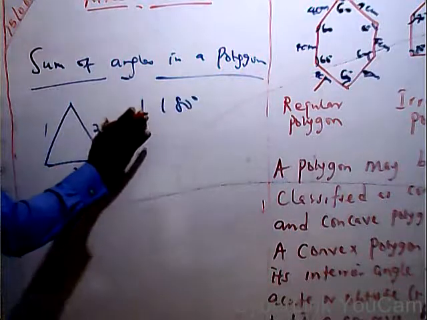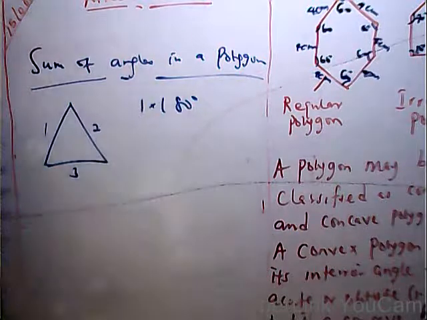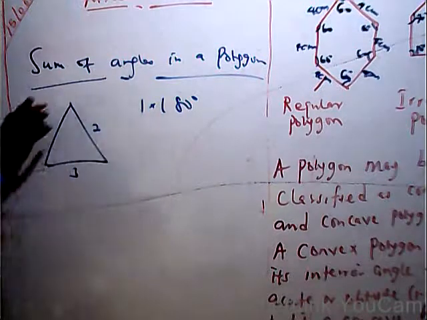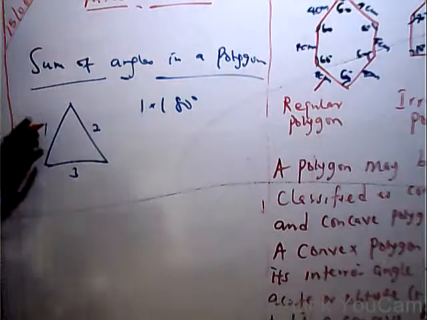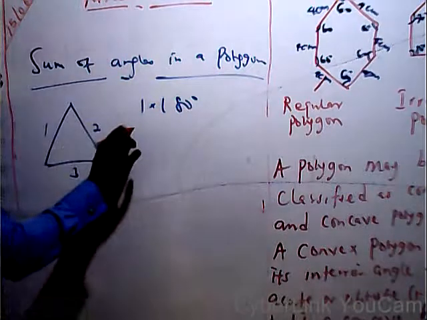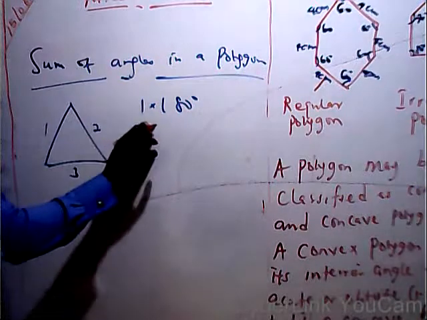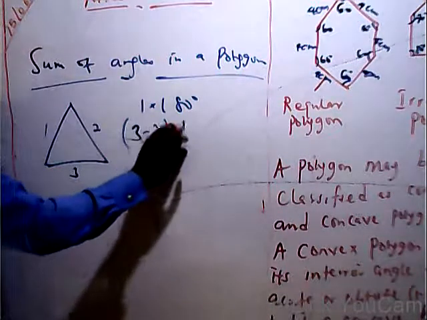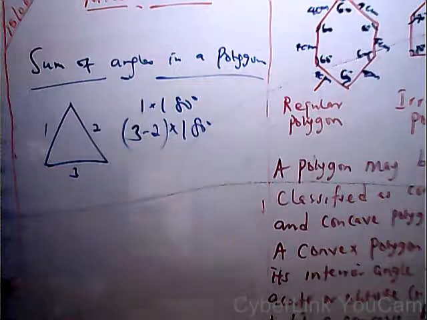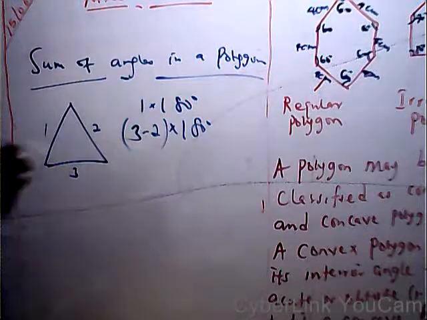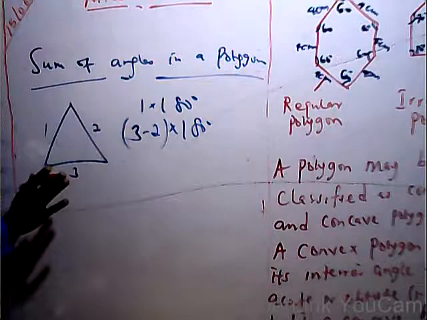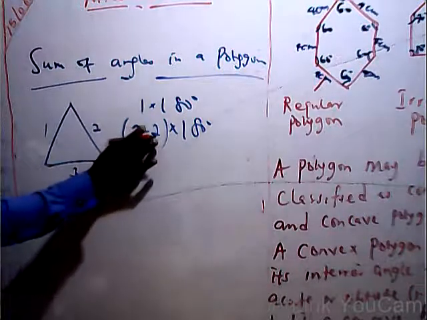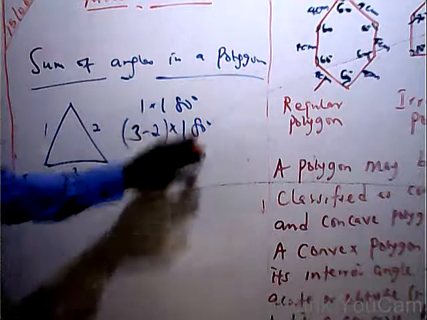That is 1 multiplied by 180. In other words, it is just the number of sides. How many are they? 1, 2, 3. That is number of sides minus 2 multiplied by 180 degrees. That is the sum of the angles there. Number of sides is 3, minus 2, multiplied by 180 degrees.